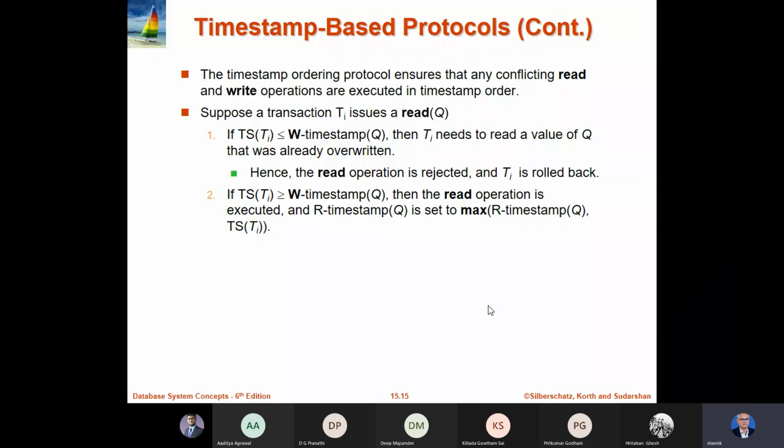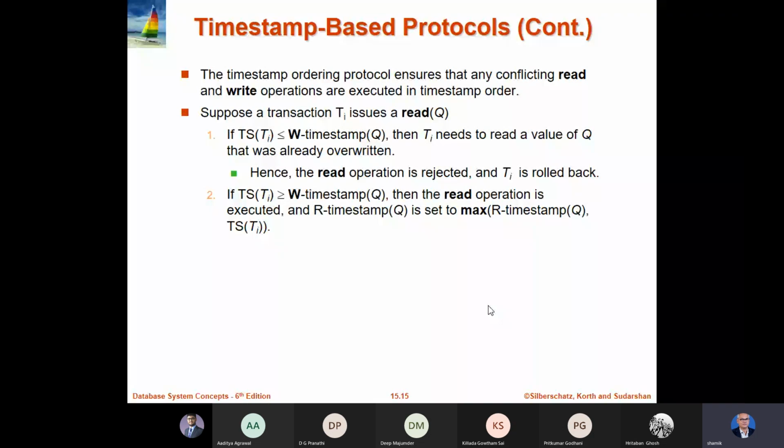So suppose the transaction Ti issues a read Q. Now, if the timestamp of Ti, that is the timestamp of the transaction that has issued that read Q instruction, is less than the write timestamp of Q, then what is happening? Ti needs to read a value of Q that has already been overwritten. Why? Because in the equivalent serial schedule, this Ti would come before the transaction that wrote and updated the W-timestamp of Q. So Ti is now trying to read, but already the write timestamp of Q is greater than the timestamp of Ti.